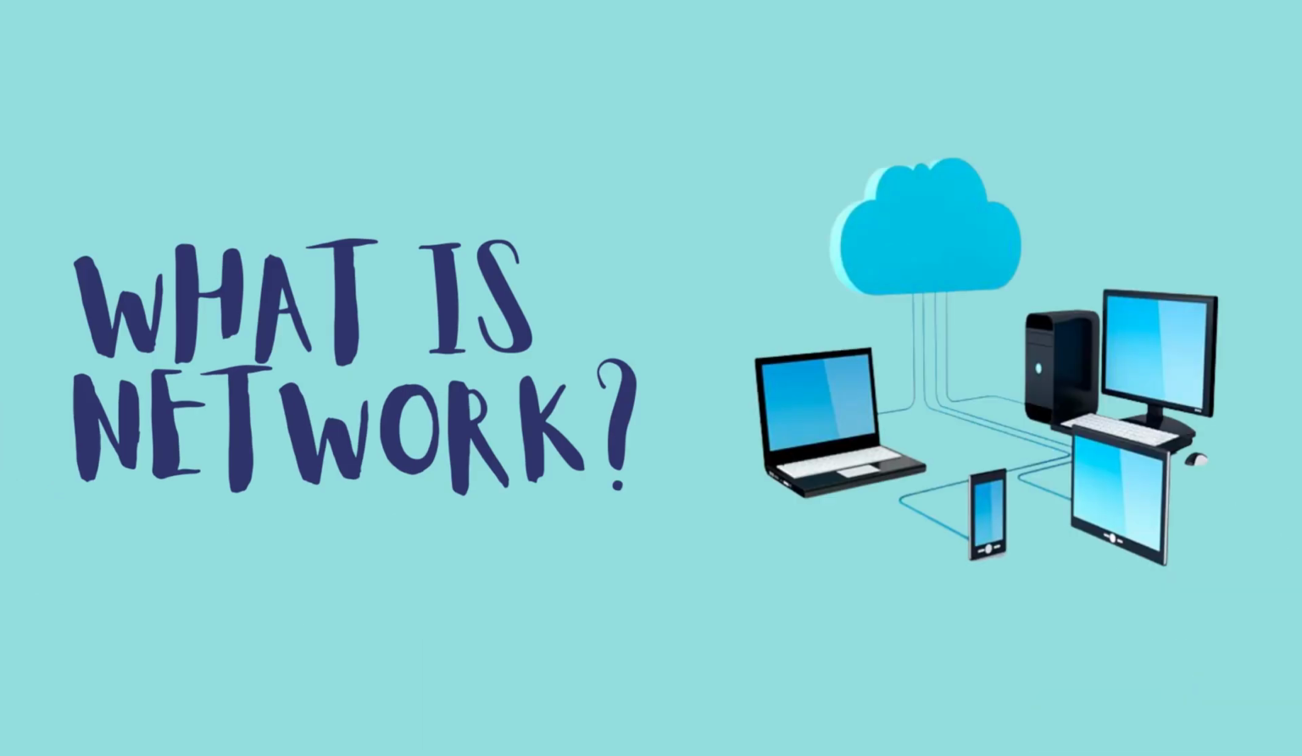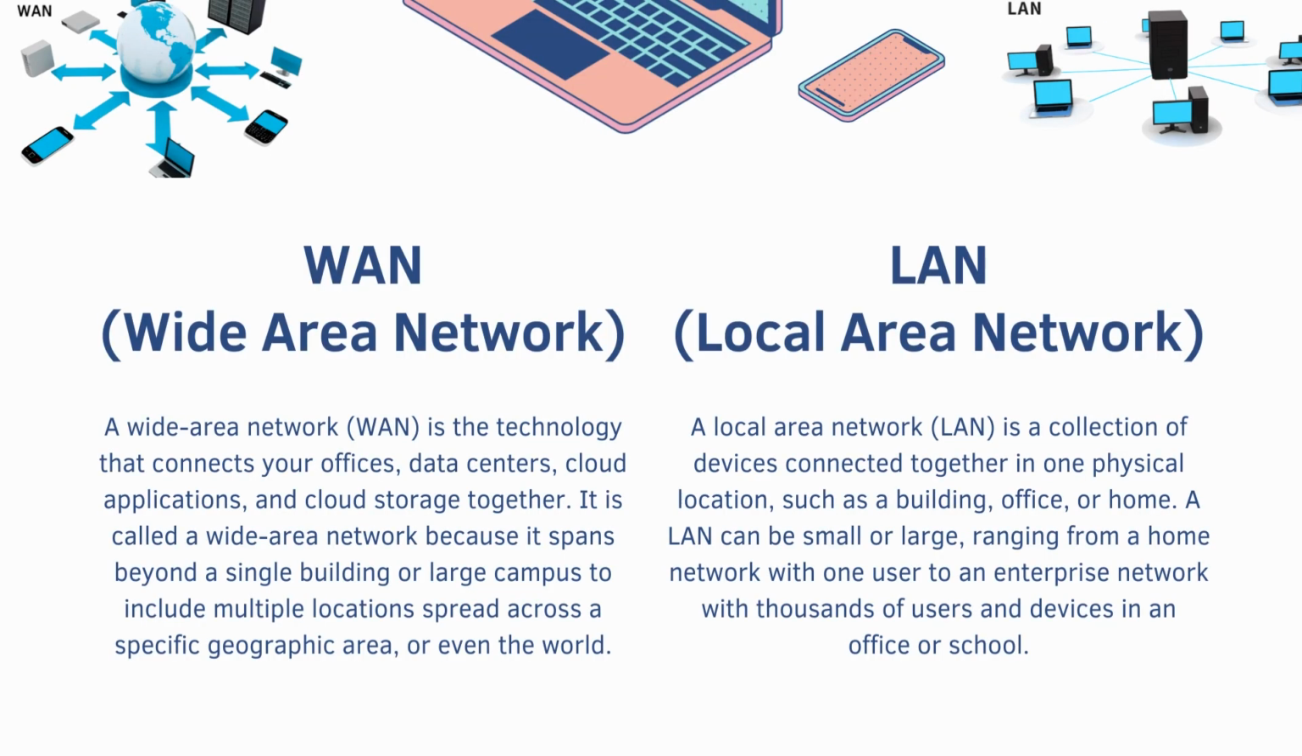Before we start our agenda, first let us define network. So a network comprises two or more computers that are connected, either by cables or Wi-Fi, with the purpose of transmitting, exchanging, or sharing data and resources. Let us get started with the two basic types of network, WAN and LAN.